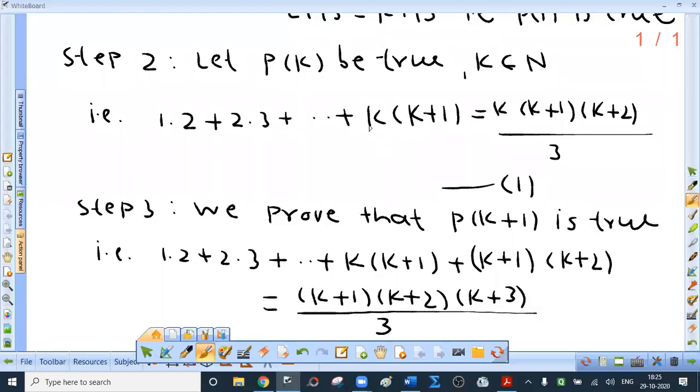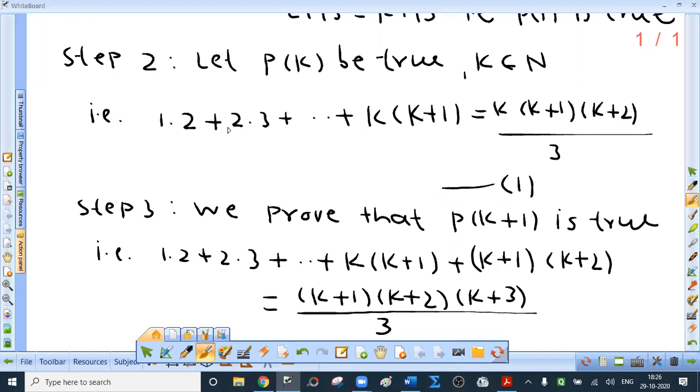Second step, let P of k be true for some k belonging to the set of natural numbers. That is, 1 into 2 plus 2 into 3 up to k into (k plus 1) is k into (k plus 1) into (k plus 2) upon 3. This is number 1. In step 3, we prove that P of k plus 1 is true. That is, assuming P of k to be true, we prove that P of k plus 1 is true.